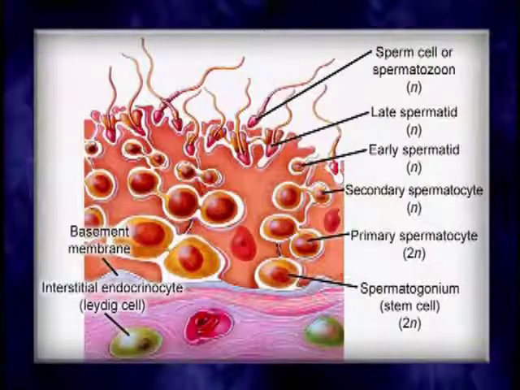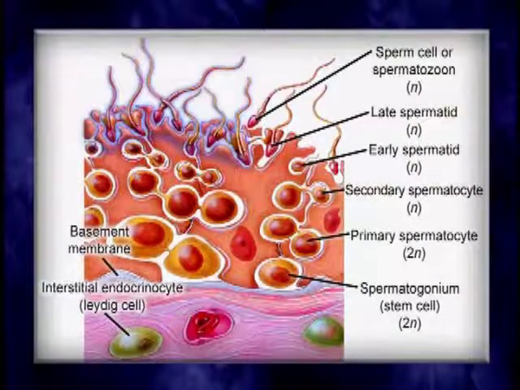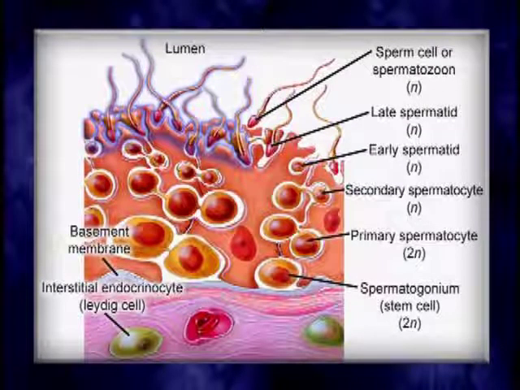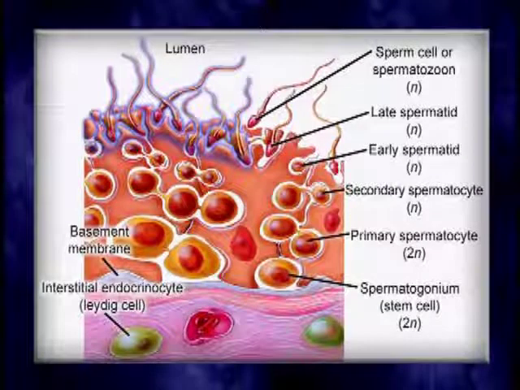They do literally sit there tethered like a boat at a dock with their head buried in the tissue. This is the lumen, and the tails are sitting here flailing away in the lumen of the duct that's going to lead them away when they are released and matured from the testicle. This whole process takes about 2 to 3 months from the time that one of these stem cells develops and matures and gets up here to be a fully matured sperm cell.